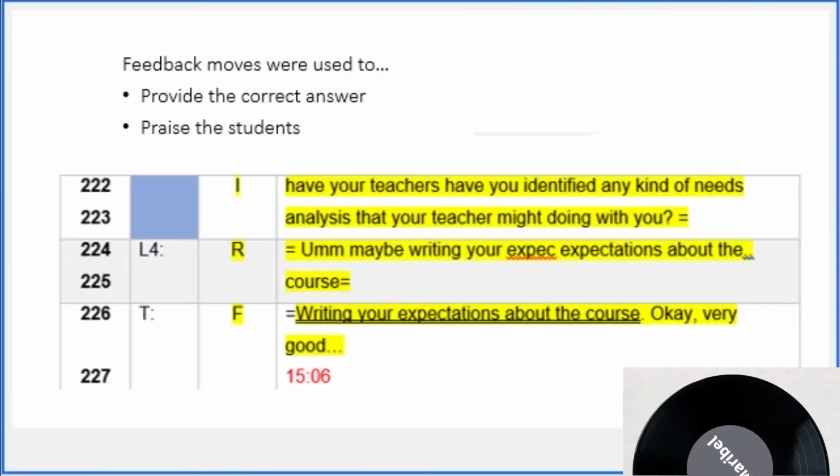So what we found is that most of the time, the teacher used the feedback moves to provide the correct answer and to praise students even though their answers weren't very elaborated. In the example we have here, the teacher echoes the student's answer and then praises the student saying, "Okay, very good."